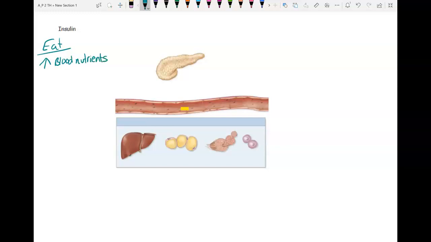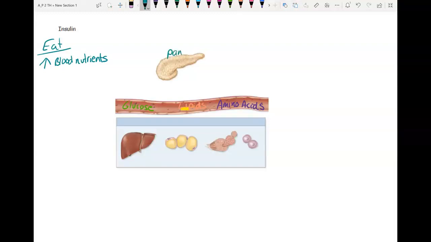So recall from our earlier chapter about nutrients, that means you're going to have glucose in the blood, because when you eat carbohydrates, you digest them into glucose. You're going to have lipids in your blood, and your proteins get digested to amino acids. So whenever you eat, all three, glucose, lipids, and amino acids, go up. So you have higher levels of those in your blood.